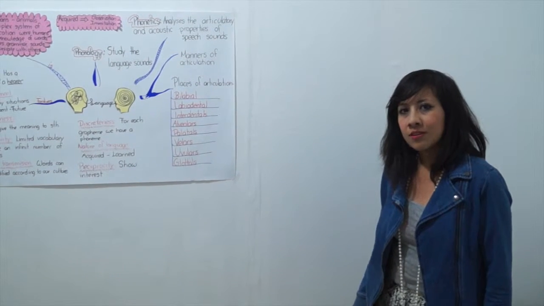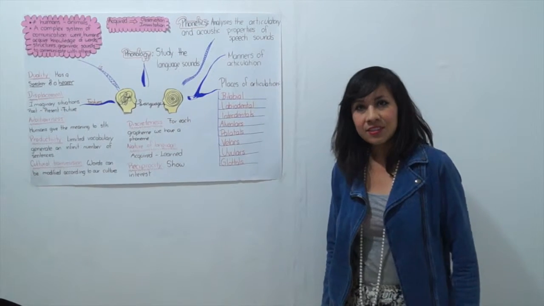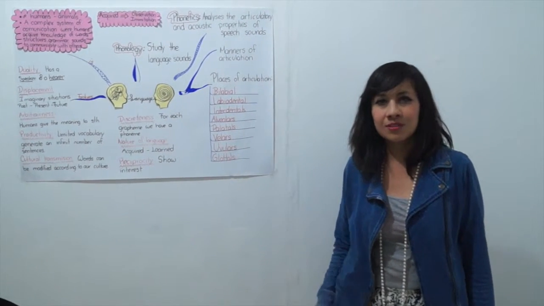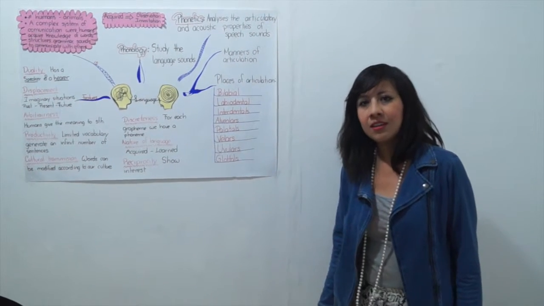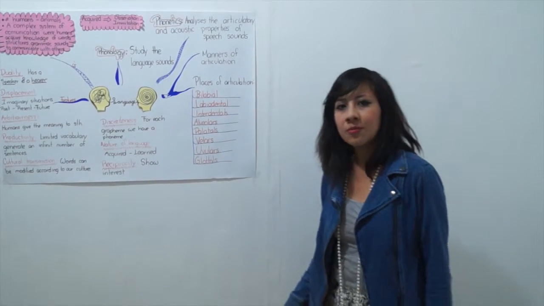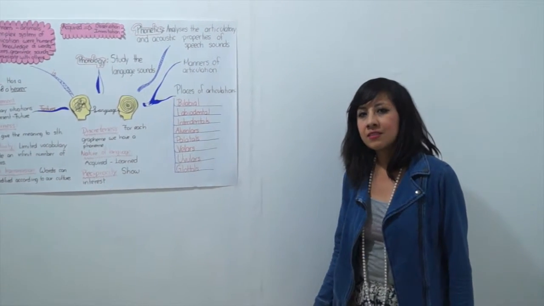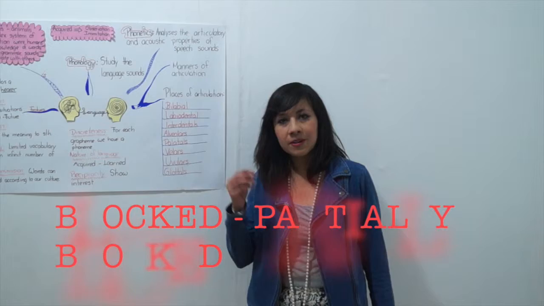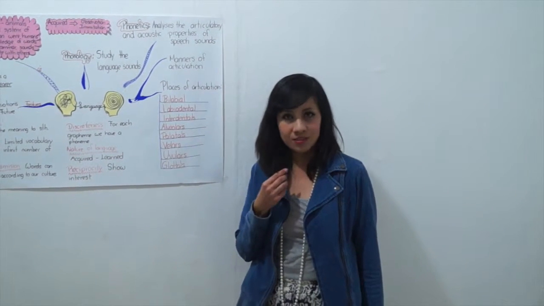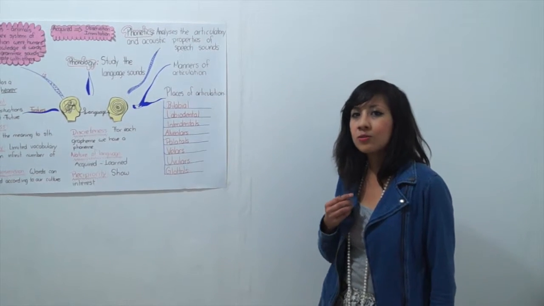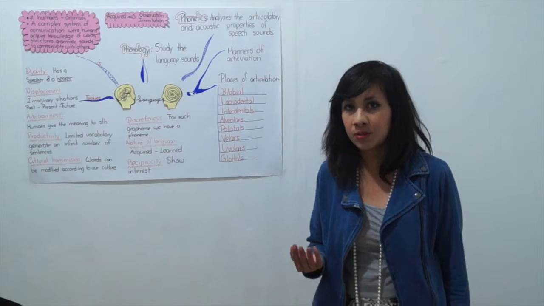Now I'm going to talk about the manner of articulation, that basically distinguishes the sounds of the words or the sounds that we produce with our mouth. For example, it tells the way the airstream is affected. If it is blocked, partially blocked, if the vocal cords vibrate or not, if the air flows out of our mouth or out of our nose.